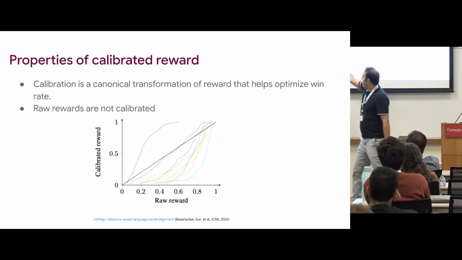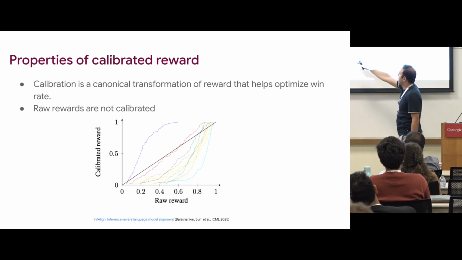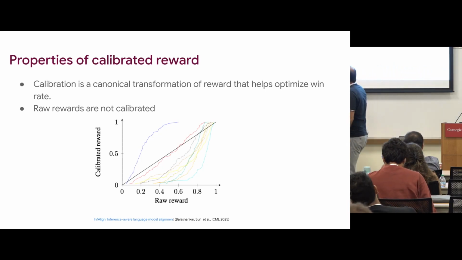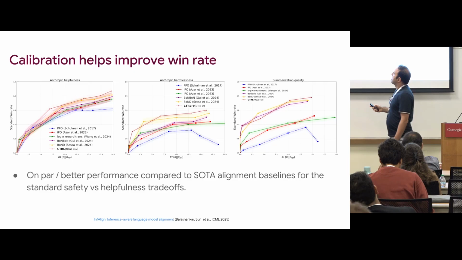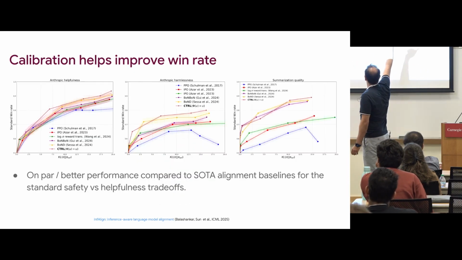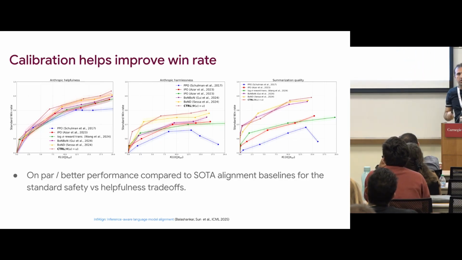When I calibrate the reward and then look at the calibrated reward versus the raw reward, we see that it's very different. Sometimes, as I said, 0.8 is a great response, and sometimes 0.8 is a terrible response. And if we calibrate the reward, we are actually able to push these curves a lot higher compared to the uncalibrated reward. So it shows that calibration is very important.